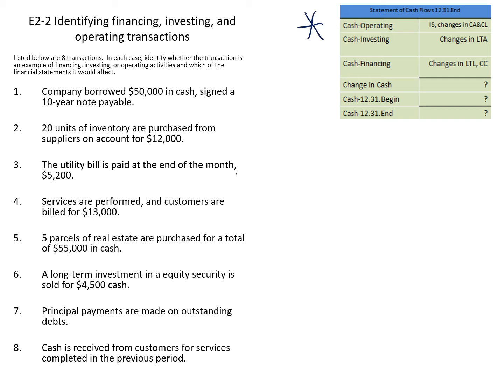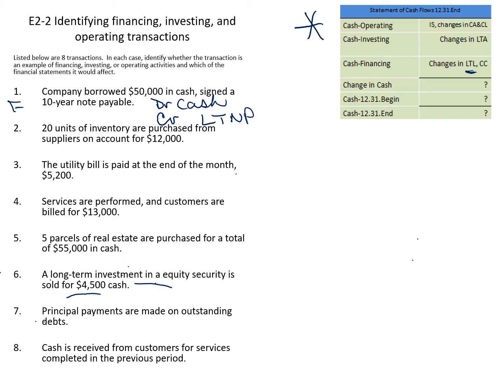So here's our template for success, and if I can do a journal entry, I can tell you whether it's an operating, investing, or financing activity. For example, if the company borrows $50,000 cash and signs a 10-year note payable, I know that I'm going to debit cash, my cash is going up, and I'm going to credit long-term note payable. Well, since long-term note payable is a long-term liability, this will be a financing activity.